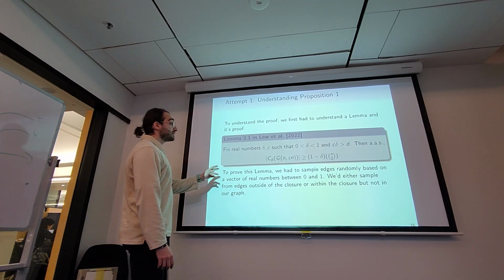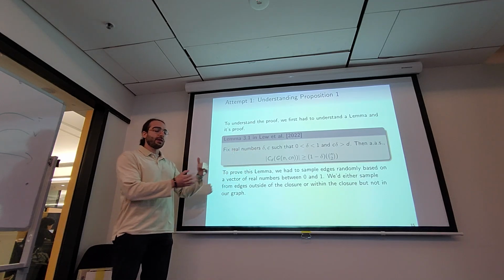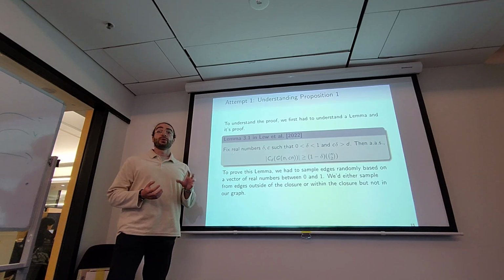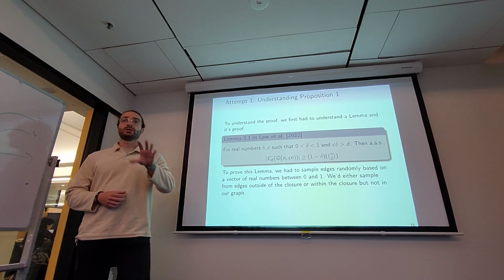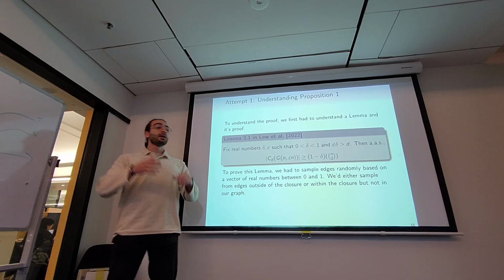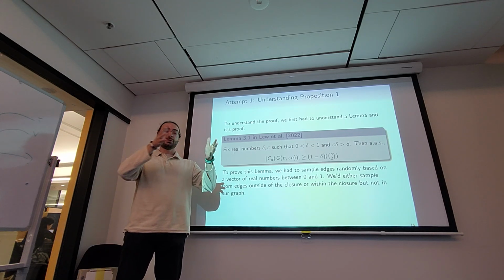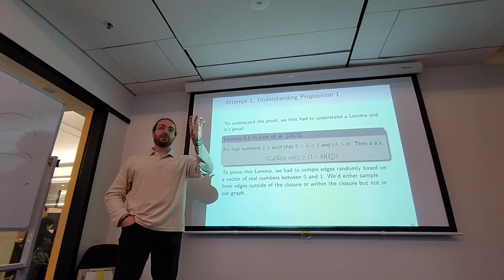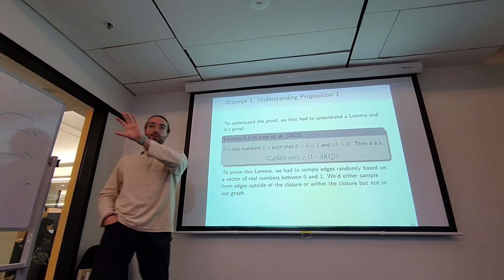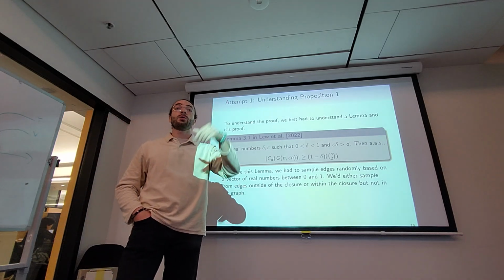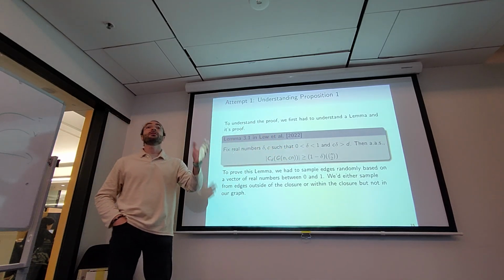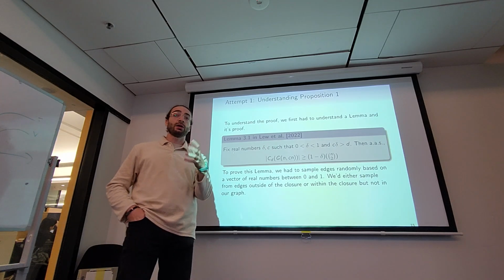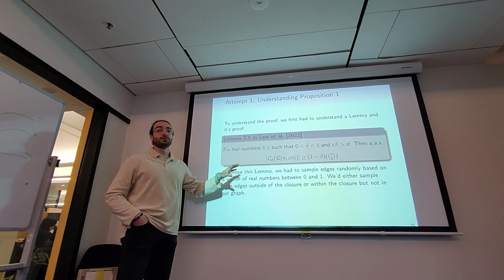Now, we had to understand this, and we had to look at what they were doing. A part of the proof technique at some point was that they looked at sampling edges randomly based on a vector of real numbers between 0 and 1. All the elements were between 0 and 1, and according to some equation, they would see if the value was less than that expression. If it was less than, they would sample from outside of the closure. If it was greater than, they would sample from within the closure, but edges which we haven't picked yet. So that was our way of sampling things for this proof.